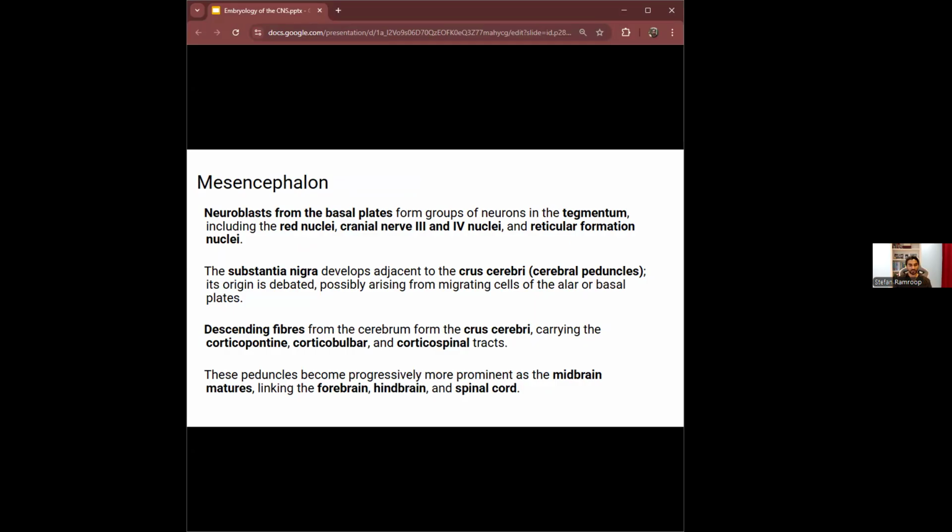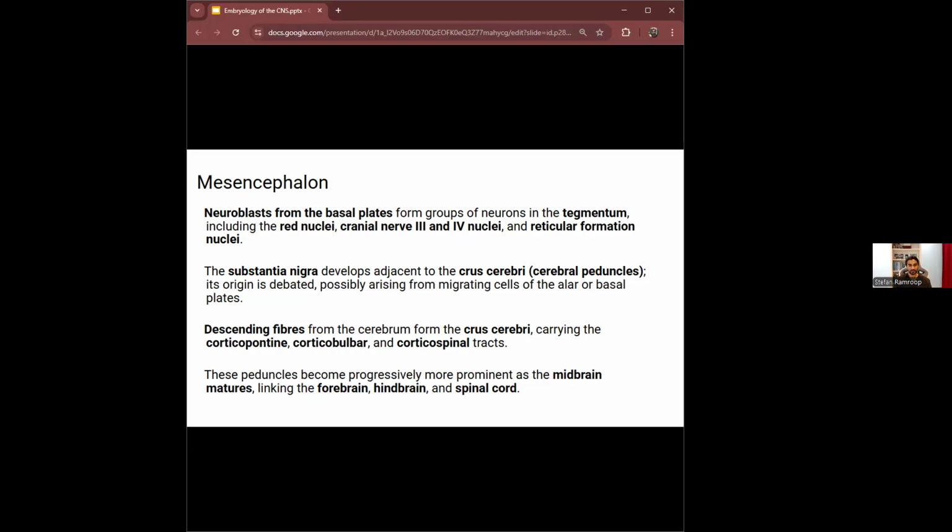Adjacent to the ventral surface, the substantia nigra begins to form beside the crus cerebri, or the cerebral peduncles, and its exact embryonic origin is somewhat debated. Some evidence suggests that it arises from the migrating cells of either the alar or basal plates.